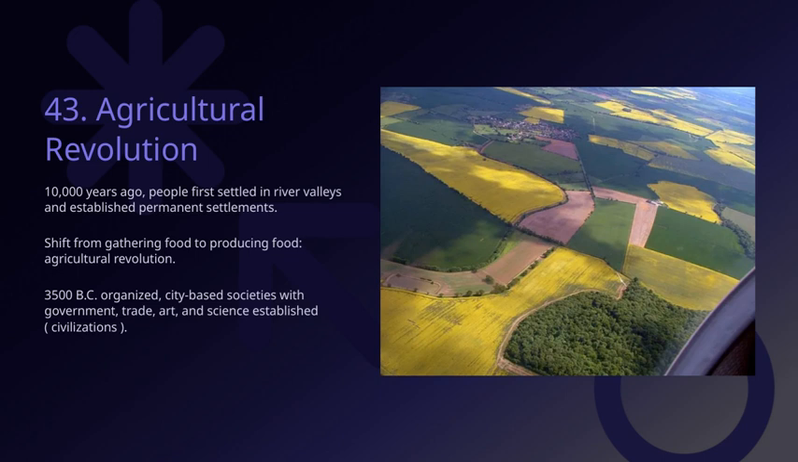Going even further back, about 10,000 years ago, people first settled in river valleys. These areas provided ideal conditions for farming and water supply, leading to the development of permanent settlements. All these changes highlight how humans adapted and evolved, laying the foundation for the complex societies and civilizations we see today. It's a fascinating journey of innovation and growth that connects directly to the broader theme of human progress.